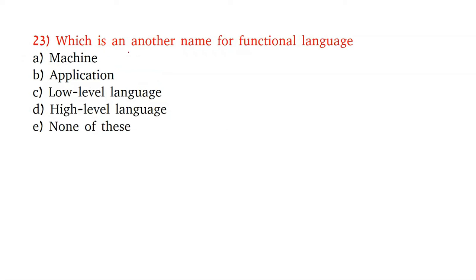Which is another name for functional language? A. Machine. B. Application. C. Low level language. D. High level language. E. None of these. The correct answer is B. Application.